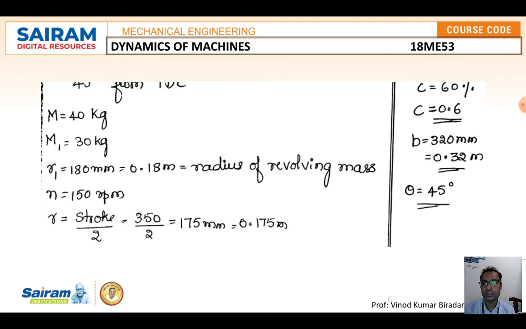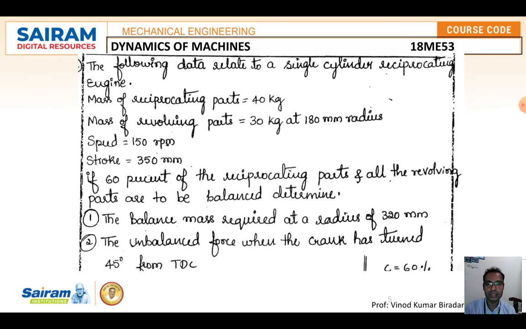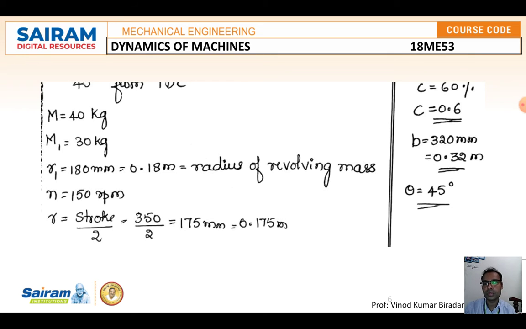capital M1 is given as 30 kg, which you need to calculate here. The mass of rotating parts is M1, and the mass of reciprocating parts is 40 kg. M1 stands for rotating. r is given as 180 mm, which is 0.180 m, the radius of the rotating or revolving mass. N is given as 150 rpm, that is the speed.